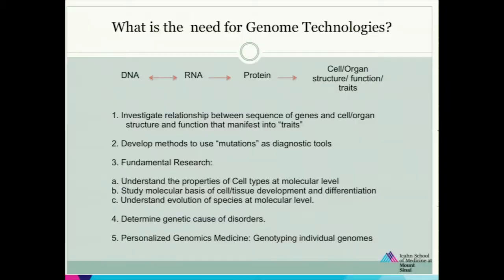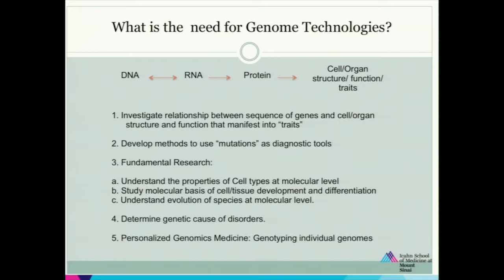First of all, what is important to understand is why we need to develop the genome technologies. As I told you just before, the fundamental process of the cell function is from DNA to RNA to protein. To understand the cell function at the molecular level, we have to understand the relationship between the sequence of genes and cell, organ structure and function, right? That manifests into traits. All living organisms have traits. To understand those traits, we have to understand the genes and their expression, the DNA and RNA, and that's why we require techniques to understand the structure of DNA and RNA. And we have to develop methods to use the mutations, the changes in this DNA and RNA, as diagnostic tools. That's why we require the development of genome technologies.